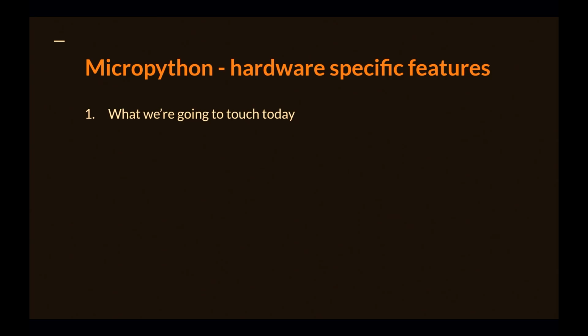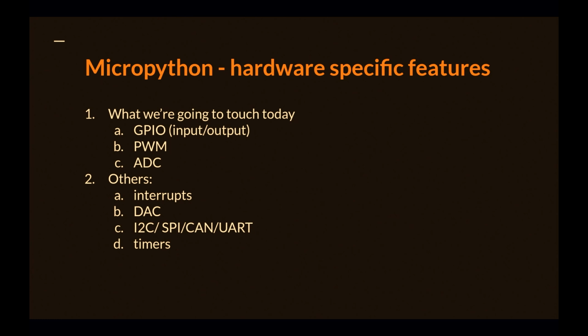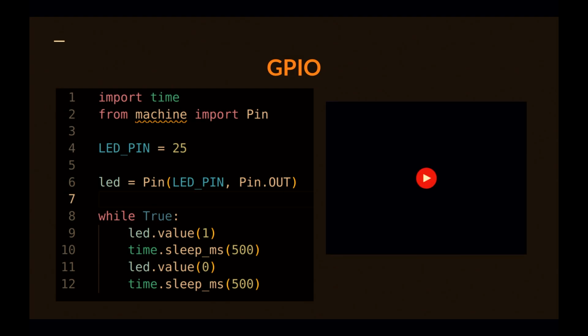When you work with microcontrollers, there are a lot of hardware-specific topics, and we will touch only a few of them, like the GPIO input-output feature, PWM signals, and ADC. But there are a lot more, like interrupts, digital-analog conversion, a lot of protocols like I2C, SPI, CAN bus, UART, and timers, but we won't touch them today. So GPIO is the basic thing.